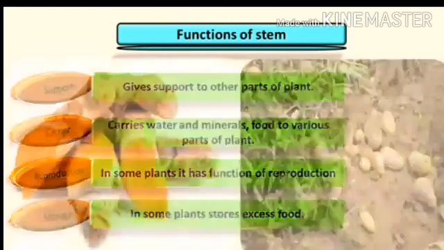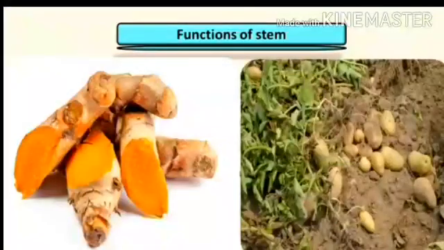Now see here in the picture, the food is stored in a stem. For example, potato, tamarind, turmeric. In these the food is stored in the form of stem only. Now let's see the third part, that is the leaf.